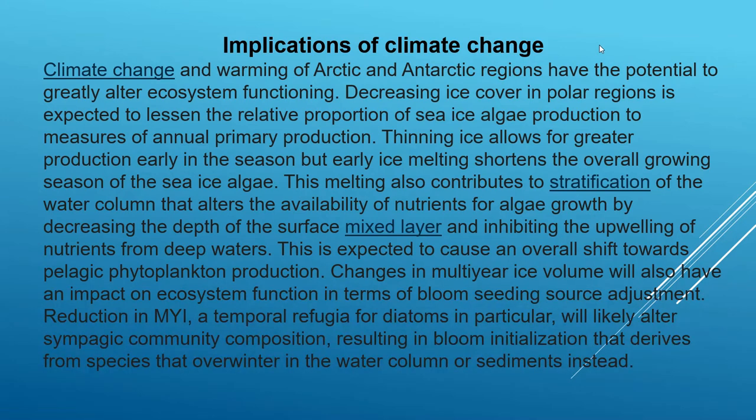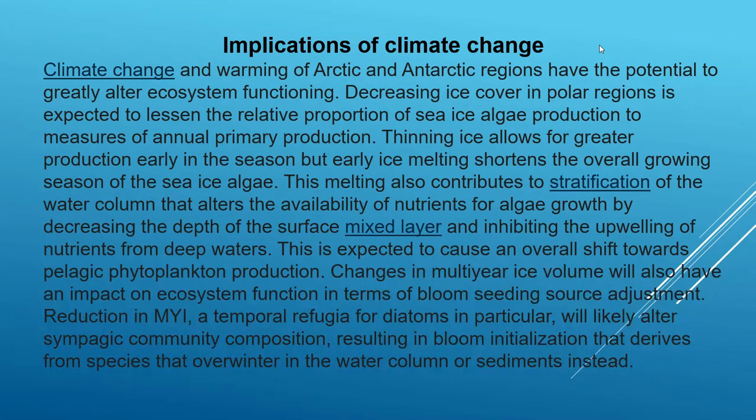The thinning ice allows for greater production early in the season, but early ice melting shortens the overall growing season of the sea ice algae. This melting also contributes to stratification of the water column that alters the availability of nutrients for algae growth by decreasing the depth of the surface mix layer, inhibiting the upwelling of nutrients from deep waters.